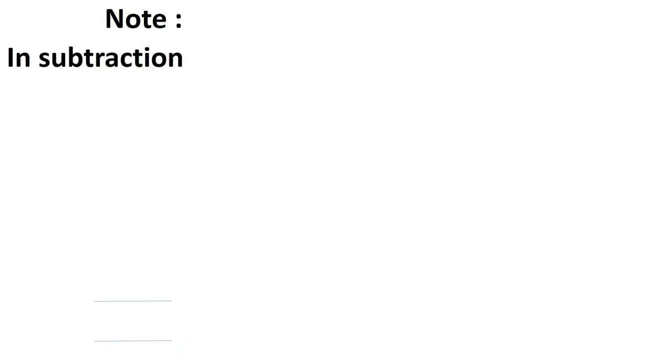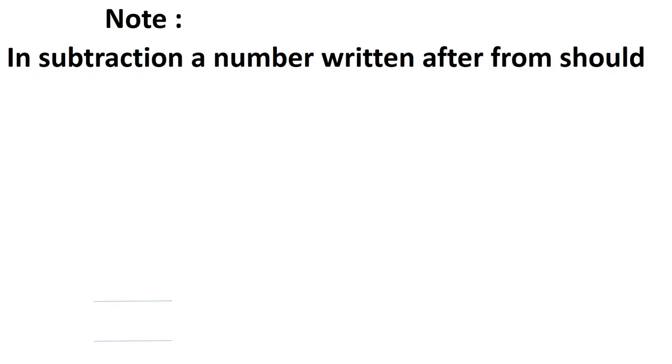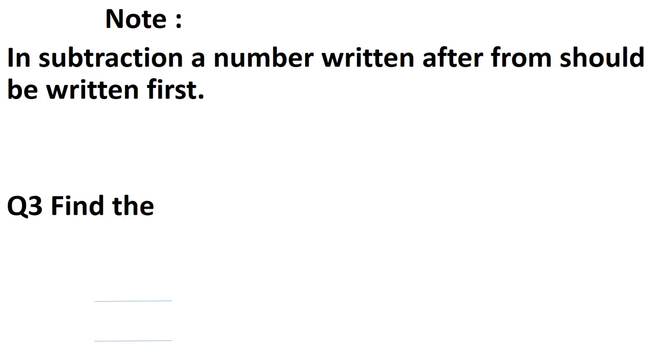Note, in subtraction, the number written after "from" should be written first. This you all know. Now see question number 3. Find the value of 9.756 minus 6.28. Now no "from" is there. It is a simple question: 9.756 minus 6.28. So we have to write the first number first and the second number in second place.